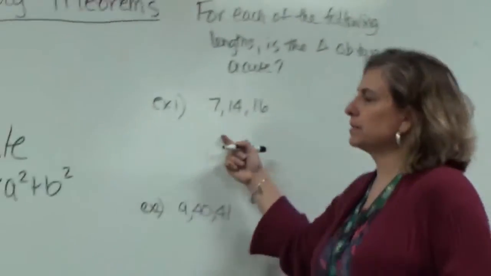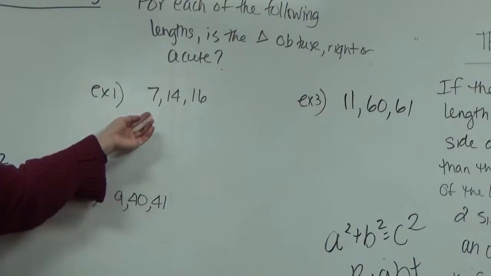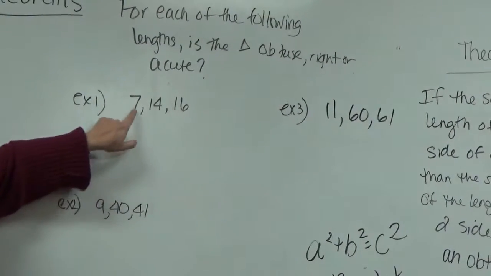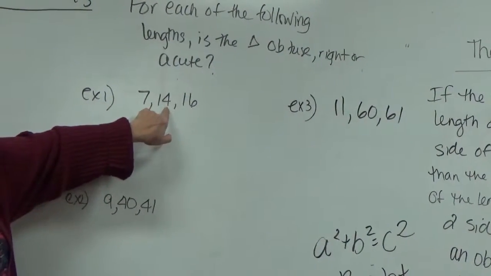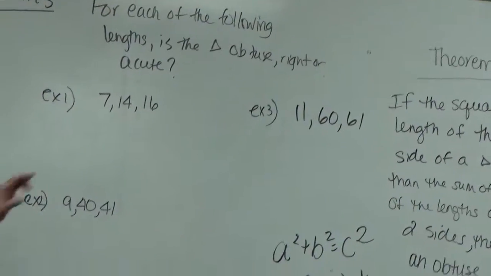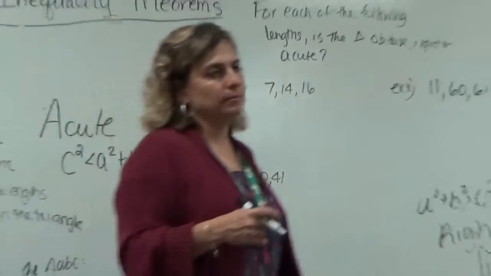Let's take our examples, okay? First thing I always have to check: is this able to be a triangle? If I add those together, it's bigger than that. So I've already done the triangle inequality theorem. So I'm going to take the biggest side, it's 16. And I got my calculator.